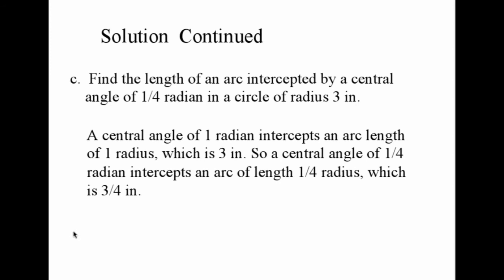Find the length of an arc intercepted by a central angle of 1/4 radian in a circle of radius 3. Well, a central angle of 1 radian intercepts an arc length of 1 radius. So in this case, it's 3 inches. So a central angle of 1/4 radian intercepts an arc of length 1/4 radius, which is 3/4. If you remember, our definition was that for 1 radian, the radius and the arc length were equal to each other. So here we have the angle being 1/4 of 1, so the arc is going to be 1/4 of the radius, which is given to be 3. So 1/4 of 3 is 3/4.